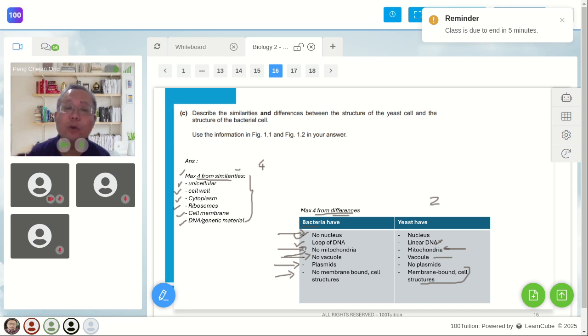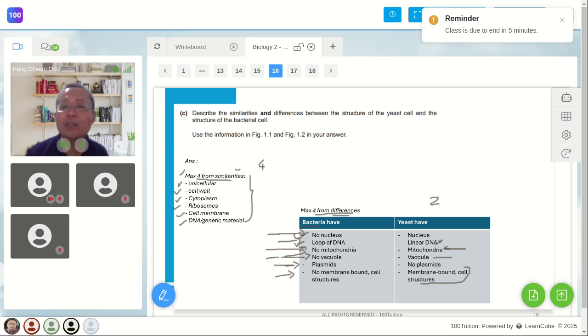So even if you don't know all, you can't remember the plasmids, you can't remember the shape of the DNA in bacteria, which is a loop or ring, just by looking at the diagram alone, you are already able to identify the nucleus, the mitochondria, the vacuole. So isn't this free marks for you in the exam? This question is actually a question in paper 4 June 21.